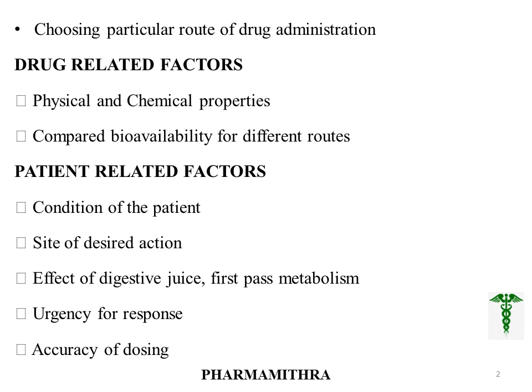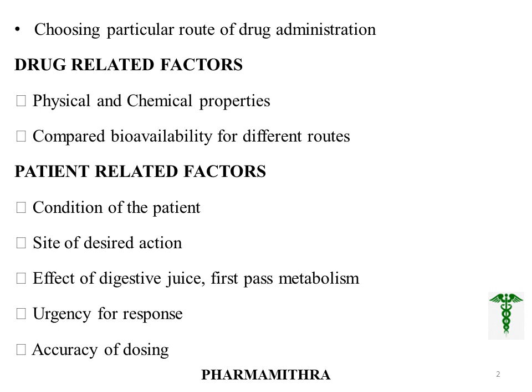Next factor: the effect of digestive juice and first pass metabolism. That is, we want to consider whether the patient's GI absorption rate is regular, or if there is any chance of first pass metabolism in a particular route of administration. Then, urgency for the response. If the dosage form needs an urgent effect, we want to go for IV. If it is not an urgent case, we can administer oral routes like tablet, capsule, etc.